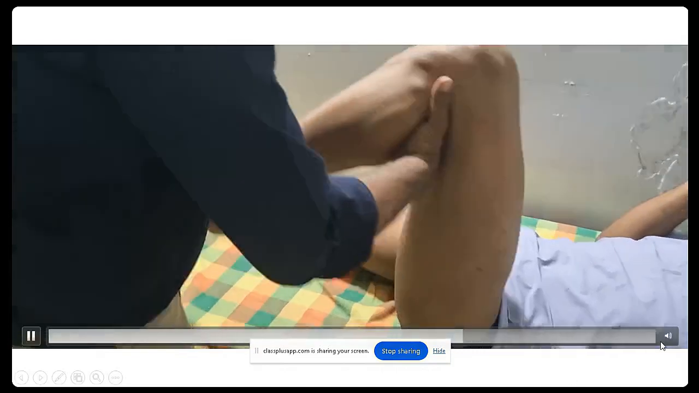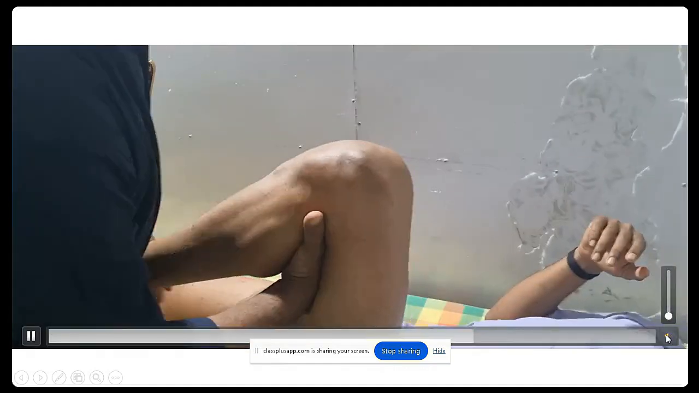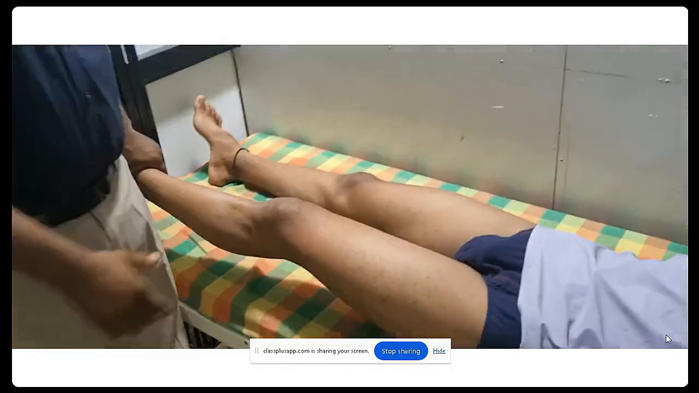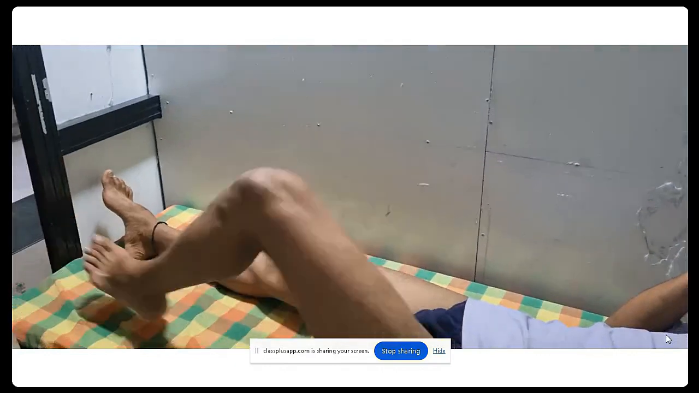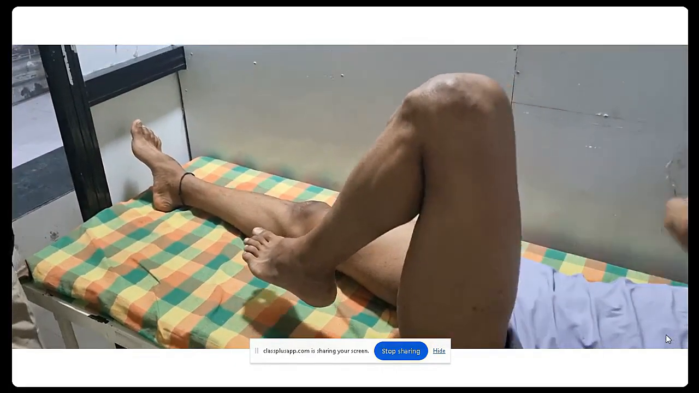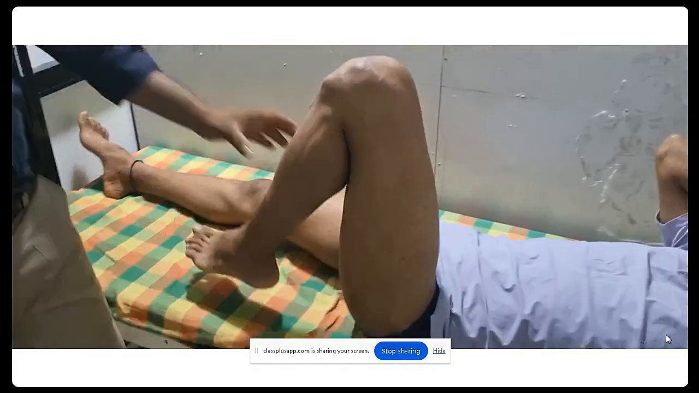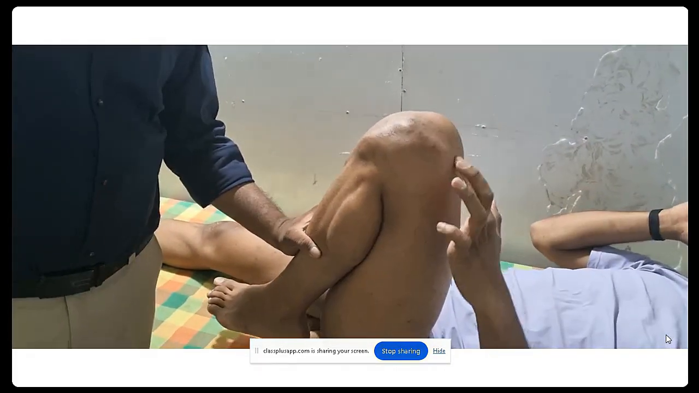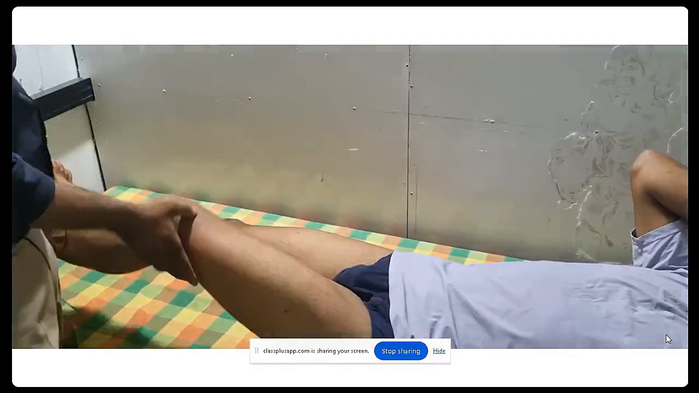Now I am adjusting it at the micro level. At the macro level, I have done the manipulation, and now I am doing the mobilization. So this is basically the mobilization, and you can see now that the range of motion has increased, and also the active movement has been increased. Still, some sort of pain is remaining. You can see that with the passive movement, with mild force, the patient is able to completely flex the knee.